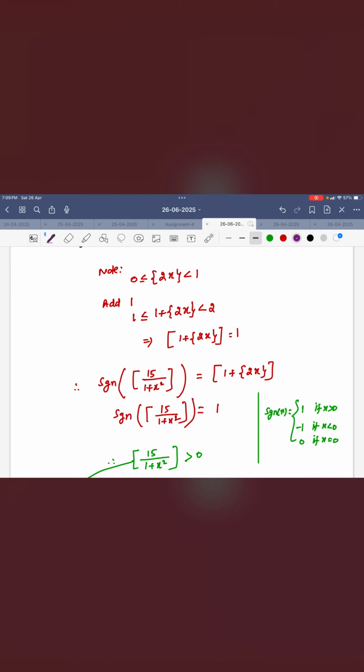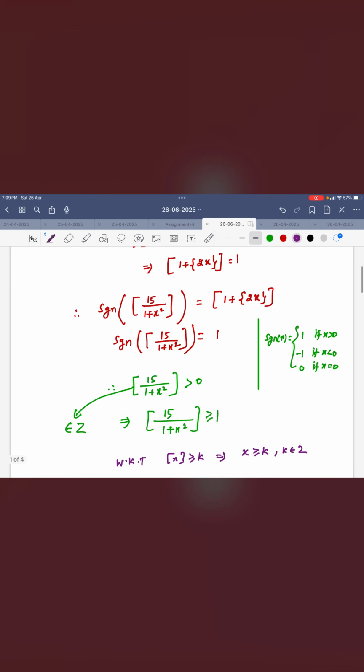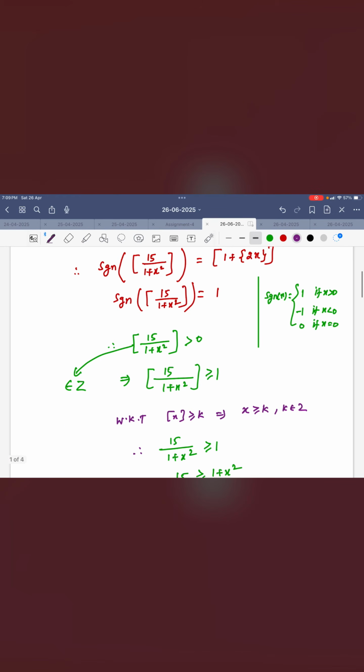Therefore the signum of the greatest integer function of 15 by 1 plus x square is equal to 1, we can write. So you can use the definition of the signum of function. The signum of something is equal to 1 means the something should be strictly greater than 0. You know that the greatest integer function is always integer, right? So it is more than 0 means it starts from 1, right? So therefore the greatest integer function of 15 by 1 plus x square is greater than or equal to 1.